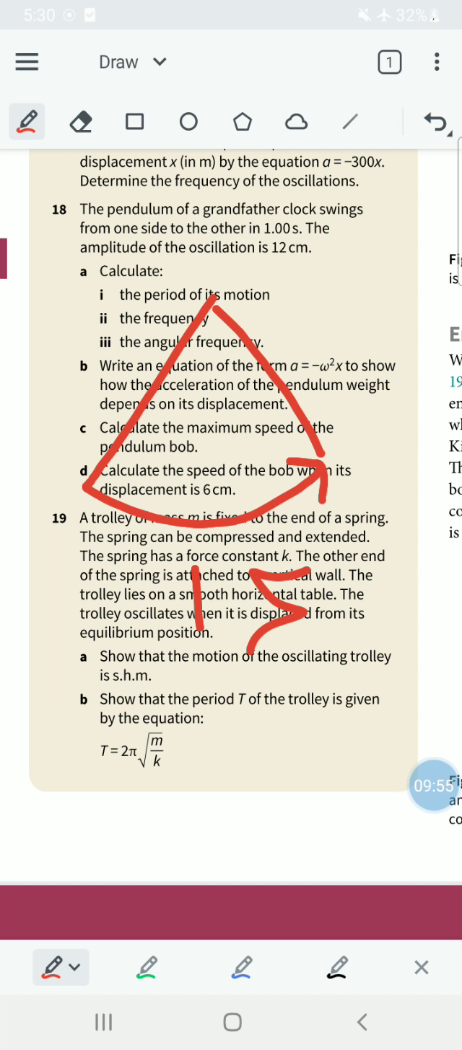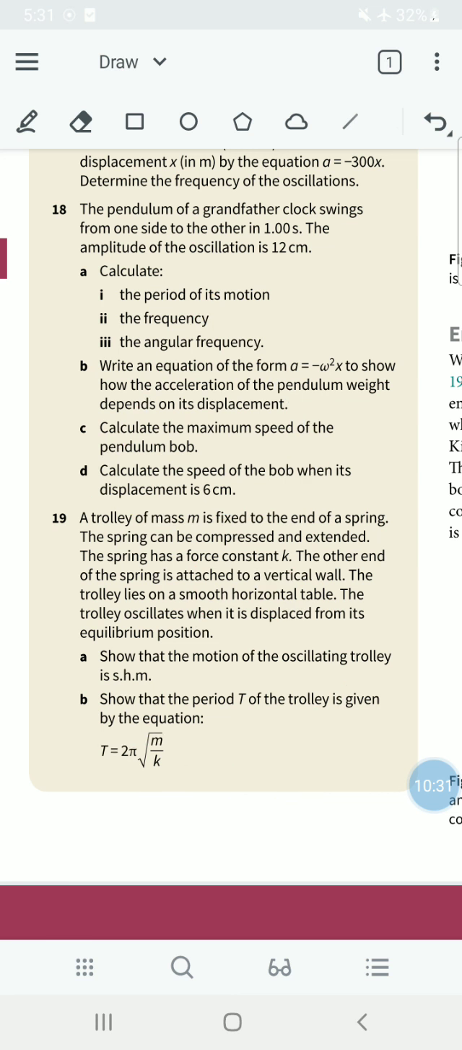So obviously you can understand that this is half of the period. 1 second is half of the period because it has to go back and come back to its starting position, right? So then the period is 2 seconds. So part A, first answer is 2 seconds. Then the frequency, frequency is equal to 1 upon T, which is equal to 1 upon 2, which is equal to 0.5 hertz.